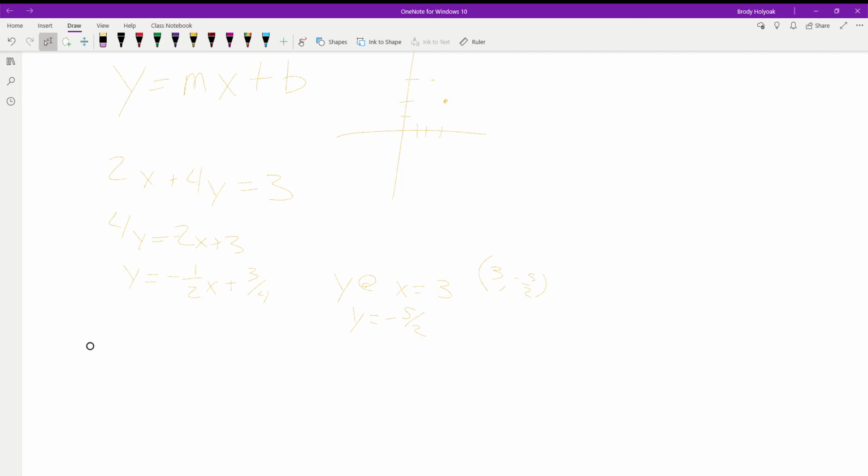If I wanted to know where this crosses the y-axis, where does it cross the y-axis? 3/4. Because if it's crossing the y-axis, our x value is 0. Plug the 0 in for x and solve down for y, which is what we just did on that one.